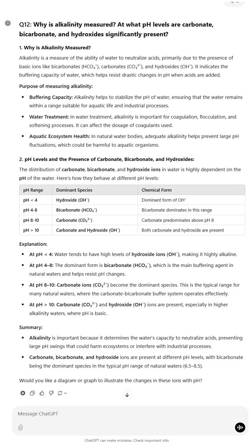Summary. Alkalinity is important because it determines the water's capacity to neutralize acids, preventing large pH swings that could harm ecosystems or interfere with industrial processes. Carbonate, bicarbonate, and hydroxide ions are present at different pH levels, with bicarbonate being the dominant species in the typical pH range of natural waters, 6.5 to 8.5.